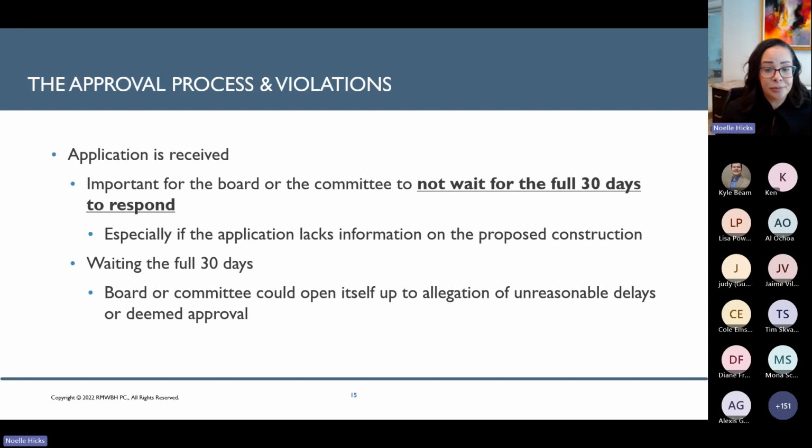Now, if you're not sure whether the application that's been submitted actually complies with the applicable restrictive covenants or the guidelines, or you have questions about what to put in the notice of denial, then it's a good idea to consult with your legal counsel, because they can help you make sure that you draft the proper document or review the application for any issues that it might have. But keep in mind that if the ACC is waiting that full 30 days, then it's opening itself up to allegations of unreasonable delay, or deemed approval, which can be very, very difficult to overcome.